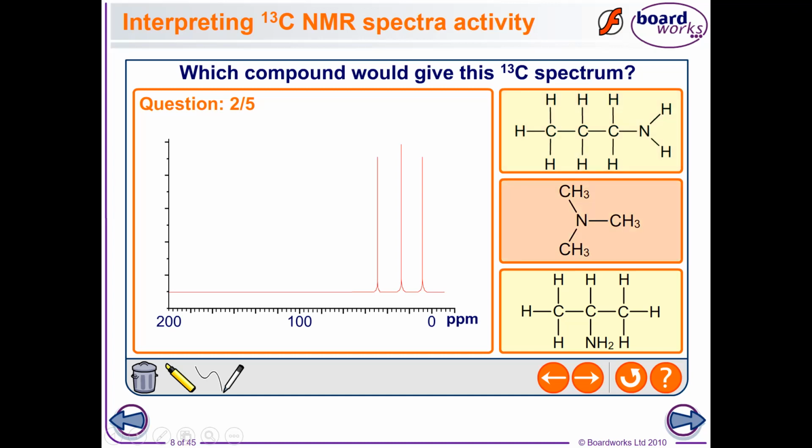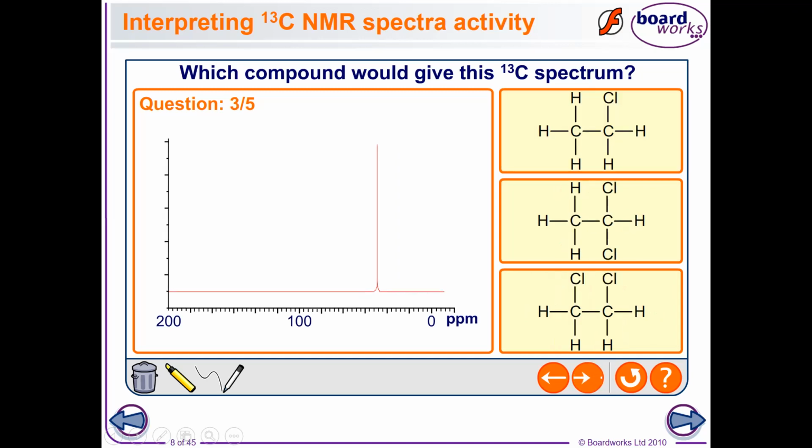This one is perfectly symmetrical. All 3 of those are identical. Therefore, there'd be just the 1 peak. In this one, that carbon is attached to the nitrogen, but these are clearly the same. So this one would produce 2 peaks, and therefore it has to be the first one. A single peak, meaning the carbons will be identical. Pause the video if you need to, and then we will see this has to be our answer.